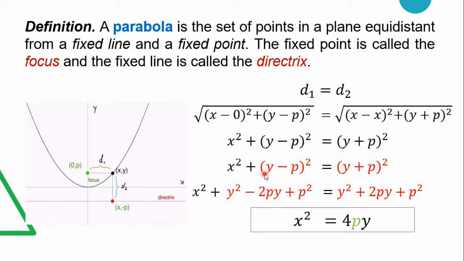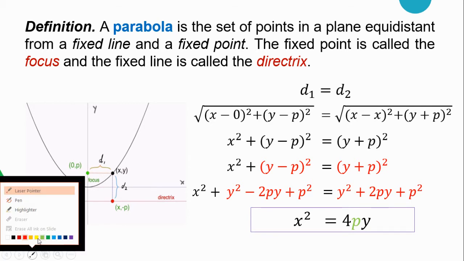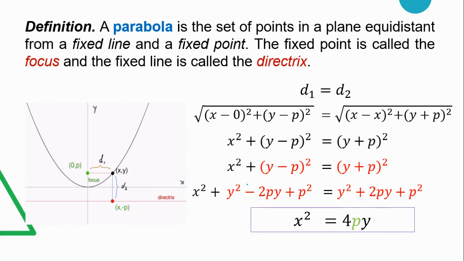The result of the expansion of the quantity of y minus p squared is equal to y squared minus 2py plus p squared. And the result of the expansion of the quantity of y plus p squared is equal to y squared plus 2py plus p squared. Okay, so we can cancel out the p squared and the y squared. So what remains is x squared minus 2py equals 2py.